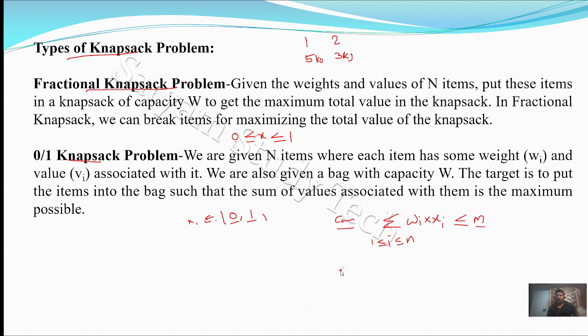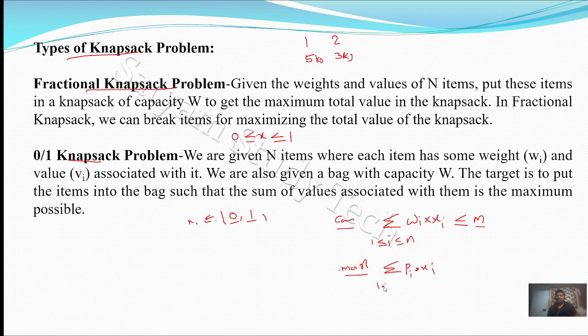And what is the objective? The objective is maximization of the profit. Each and every object has some profit, pi, so the sum of pi times xi is the maximum profit. How can you get the maximum profit? You select the items based on the choosing criteria, and you can get more profit.